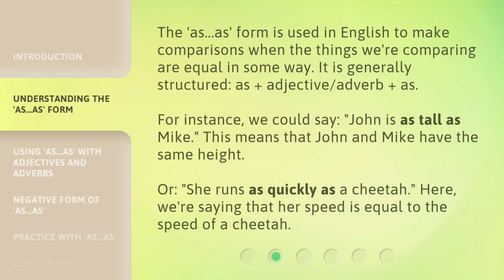The as...as form is used in English to make comparisons when the things we're comparing are equal in some way. It is generally structured as as plus adjective or adverb plus as. For instance, we could say, John is as tall as Mike. This means that John and Mike have the same height. Or, she runs as quickly as a cheetah. Here, we're saying that her speed is equal to the speed of a cheetah.